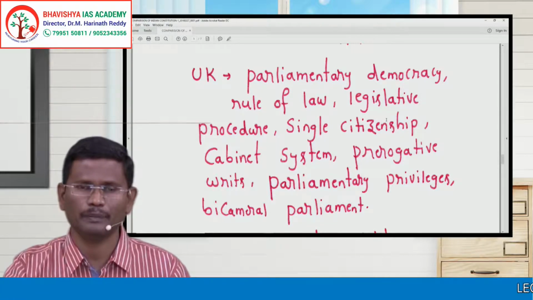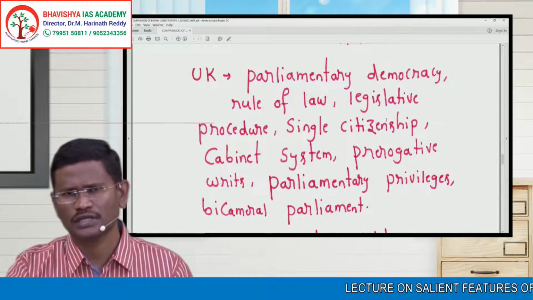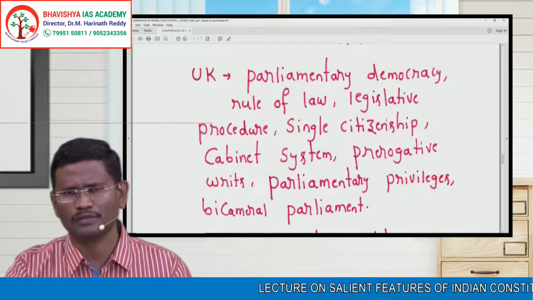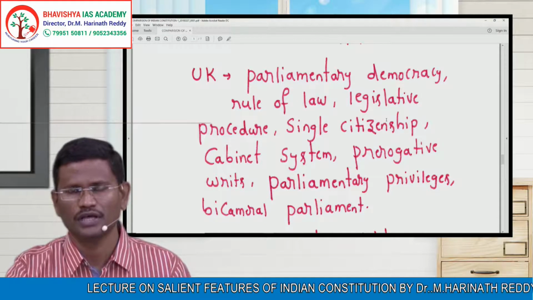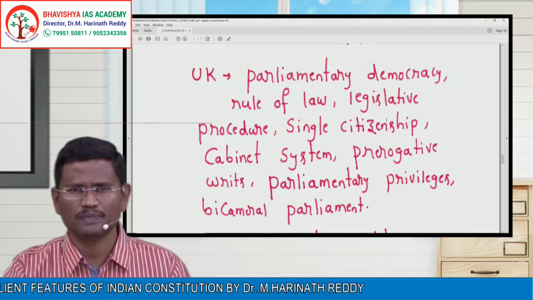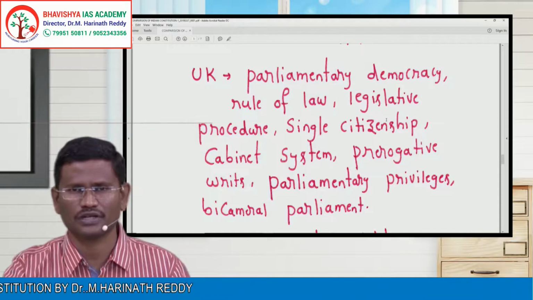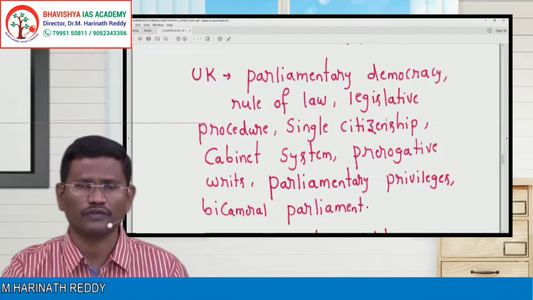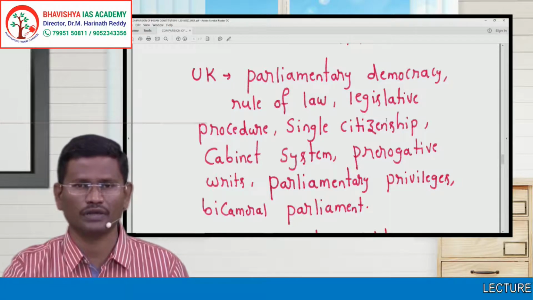Then parliamentary privileges. In India, there are certain rights which are available only for the members of the parliament and for the members of the state legislatures. They are not available for ordinary citizens. So these special rights which are available to the members of the parliament and the members of the state legislatures, which are not available to ordinary citizens, are called privileges, parliamentary privileges.